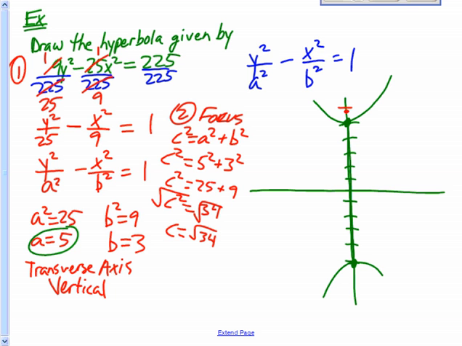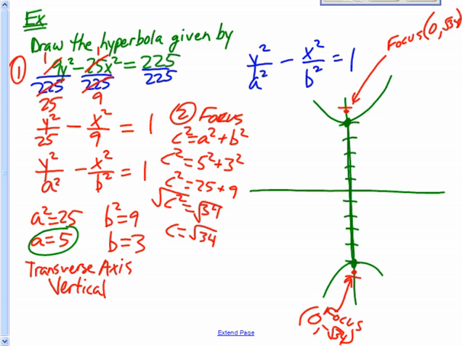Almost 6. So it's about right there. Square root of 34 is about right there. And 0, comma, negative root 34 is about right there. So you see how this hyperbola wraps around those focus points, okay? So we'll say focus 0, comma, root 34. Here's our other focus, 0, negative root 34.